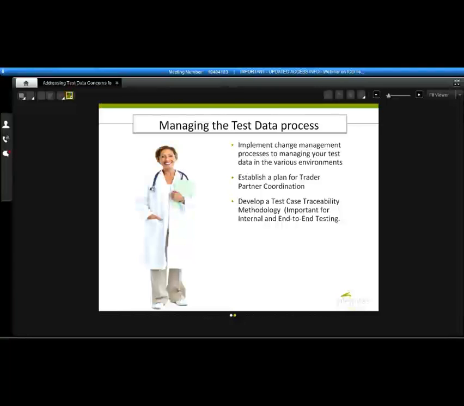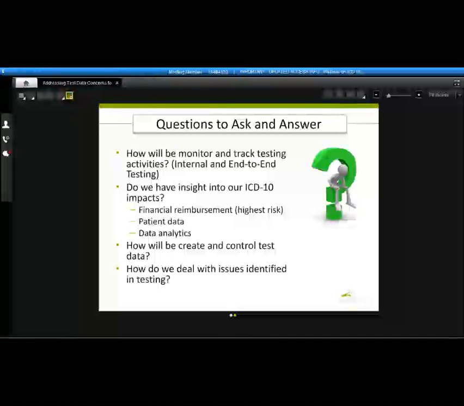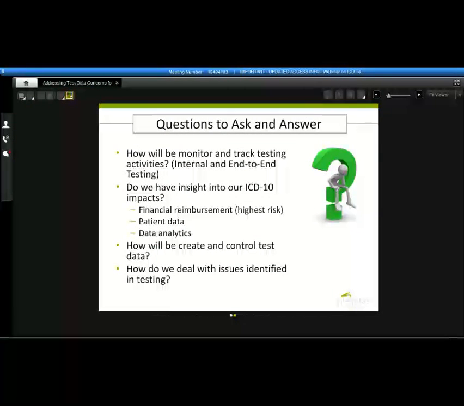Okay, very good then. So the thing about strategies is that they give you this opportunity to do some investigation. One of the best values of a test strategy is that you find out what you need to know. You don't really have to know everything at the outset. They kind of give you some trails to follow. So here are 4 big questions we feel like any organization really needs to be able to answer about ICD-10 testing, and especially around test data.